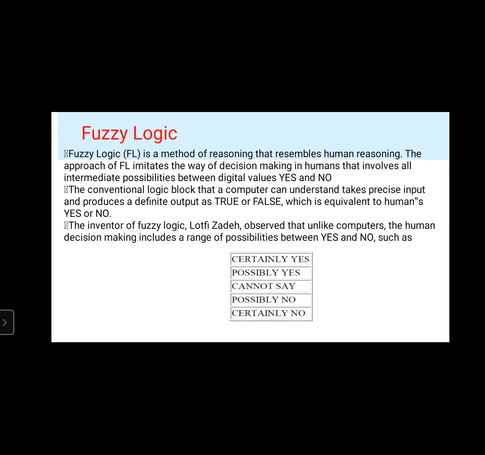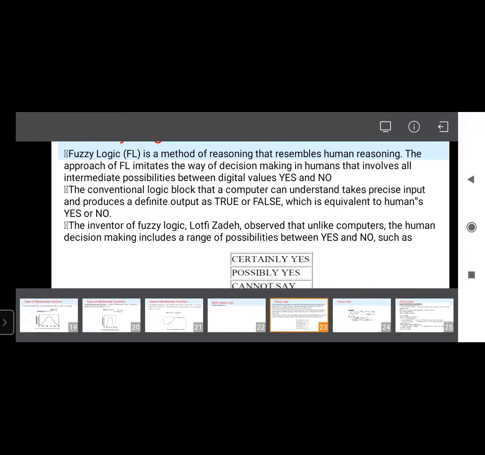The conventional logic block that a computer can understand takes precise input and produces a definite output as true or false. So that means it is going to give the output as true or false, which is equal to humans' yes or no.